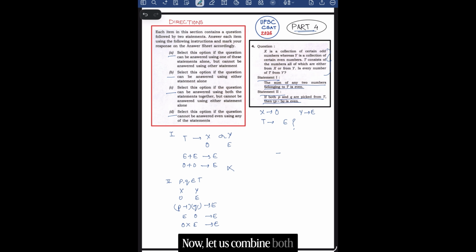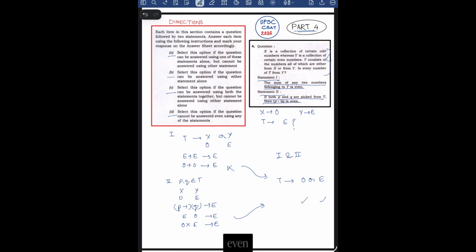Now let us combine both the statements 1 and 2 together. From statement 1, T is either entirely odd or entirely even. Statement 2 is also satisfied in both the cases. So both possibilities still remain. Therefore, even after combining the statements, we cannot conclude that every element of T is even or every member of T is from Y. Hence, the correct answer is option D. This question cannot be answered even after using both the statements.